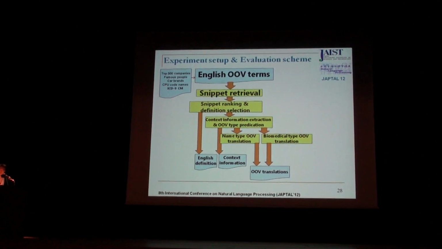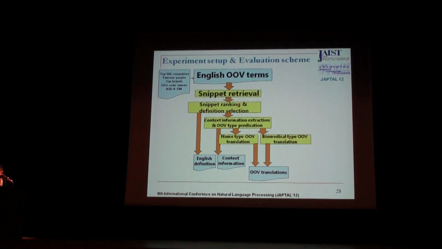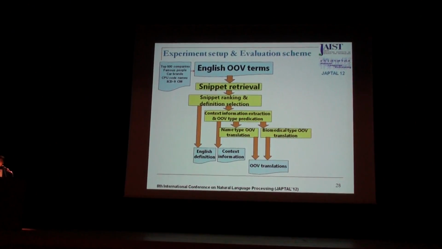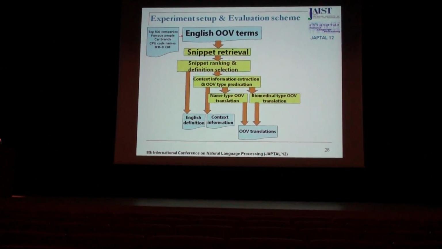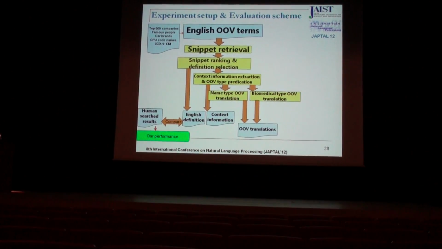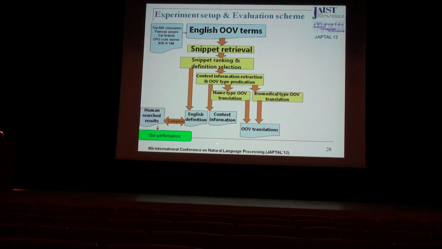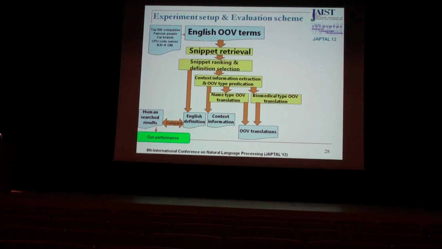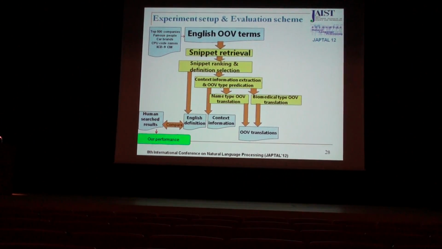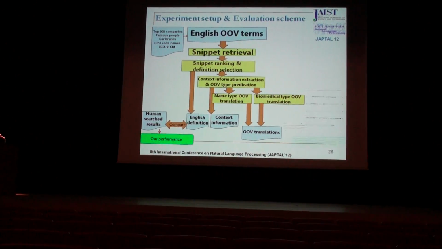And the output has 3 different parts. For the English definition and the context information in English and Chinese, there is no correct result, so we have to compare it with human search results. We hired 2 graduate students to search and then rate our results and do the evaluation. So that is our performance for the English definition and the context information extraction.